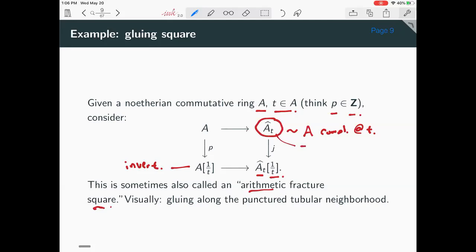So this is like a tubular neighborhood. And this is like puncturing the tubular neighborhood. And if you take Spec of it, you imagine you're gluing along some punctured tubular neighborhood. Okay, so that's another kind of square that does not fit into this Nisnevich framework, which is completely new.